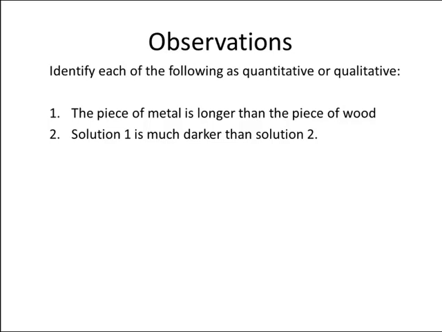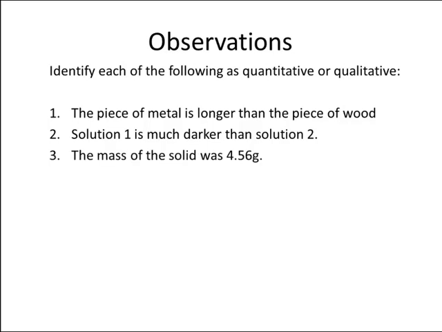Alright, number 2. Solution 1 is much darker than solution 2. Is that quantitative or qualitative? That would be a qualitative observation. Even though numbers are involved, they're used a way to identify each solution, but not any actual numerical measurement. We could also call them solution A and solution B to distinguish between them. That would be qualitative as well.